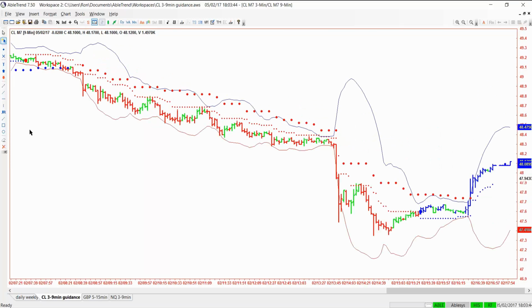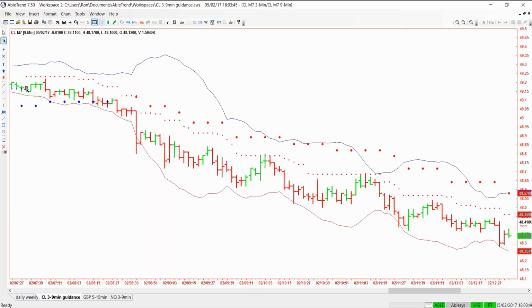Let me zoom in a little closer. You've got a red bar, red dot, which in a 3-minute chart. This is a 3-minute, 9-minute guidance chart. This is what makes AbleTrend so special. It's the combination of 2 time frames combined into one chart. And that's what gives us such a big advantage and why it's so well liked and why it works so well, and we get these kind of results.